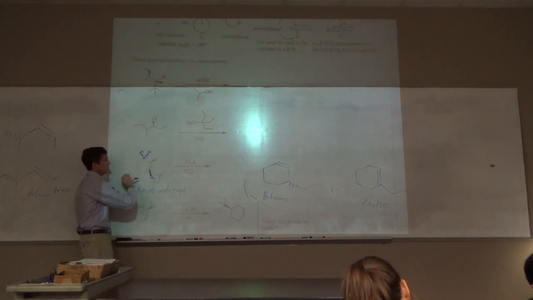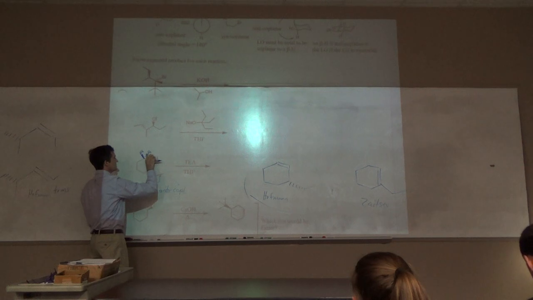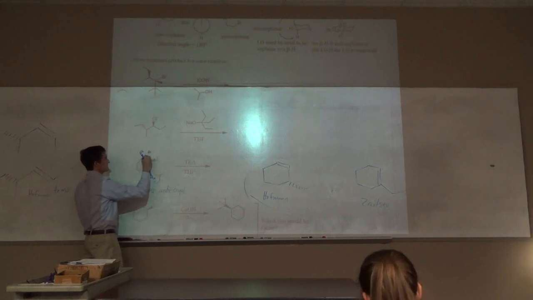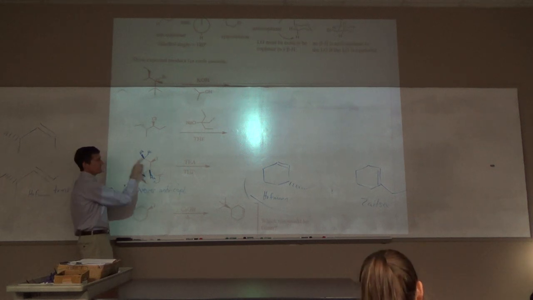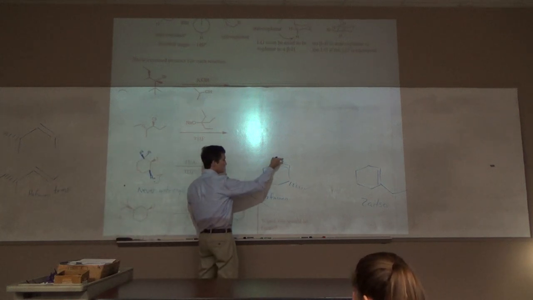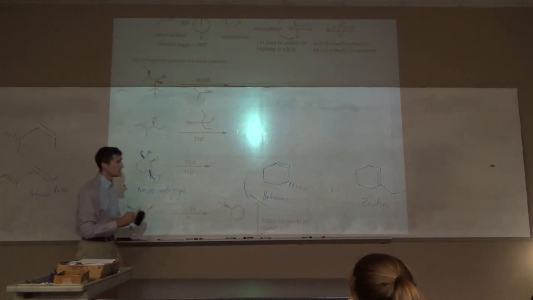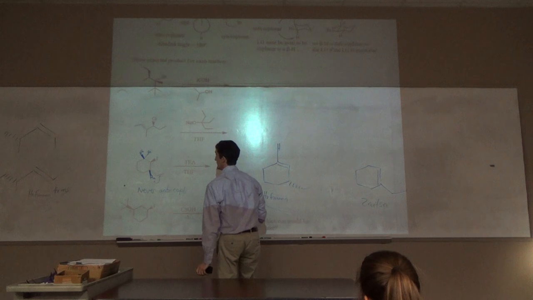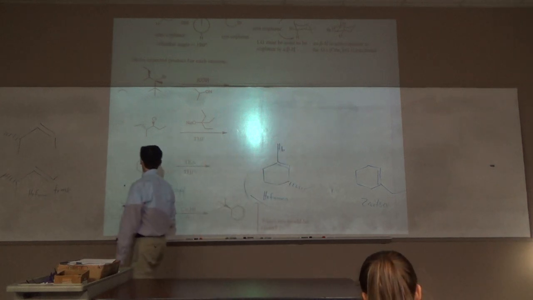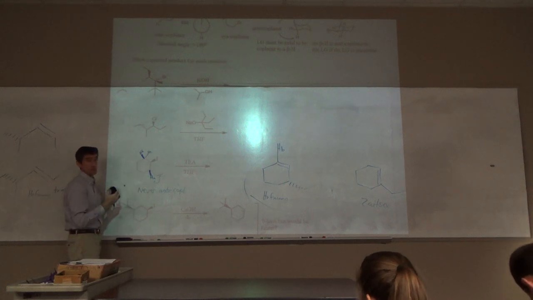Now here we can differentiate. By the way, when I drew these in, I don't know why I did them both bolded there. That doesn't look right. One's bolded, one's dashed, right? Two in the plane, one forward, one back. Let me ask you this. Which H remains here, B or C? B. HB remains. Why? Because HC is the one that gets eliminated. HC and the leaving group are trans. Anti.